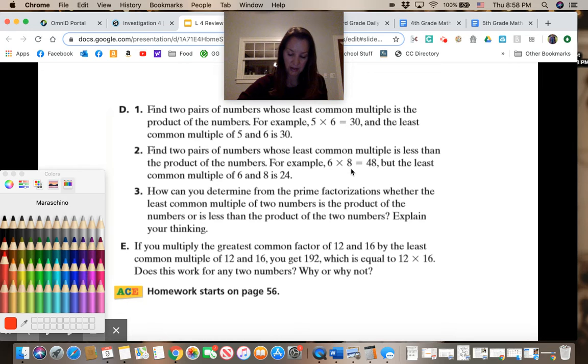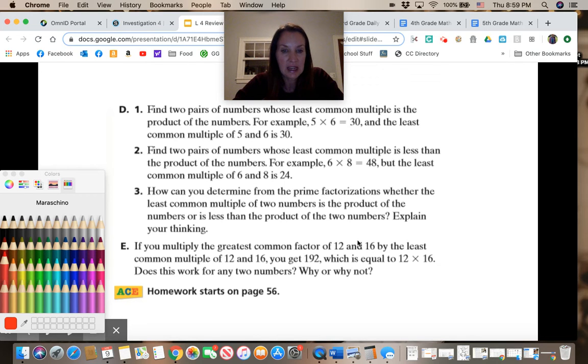So they gave the examples of 8 and 40 or 10 and 15. So whenever those numbers have another common factor in common. How can you tell from the prime factorizations whether the least common multiple of the 2 numbers is less than the product? Explain. You can tell if they have another factor in common, or if they are both prime or both relatively prime.